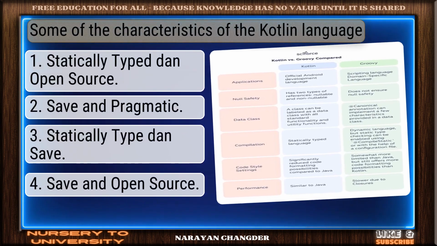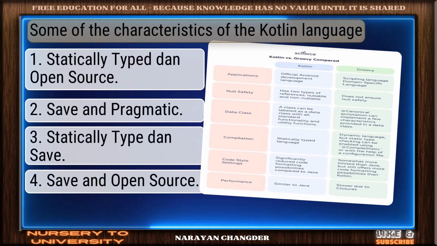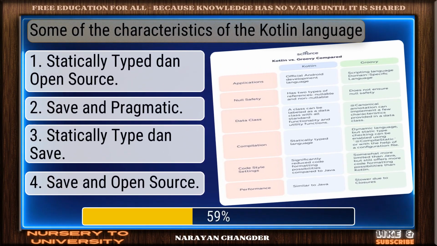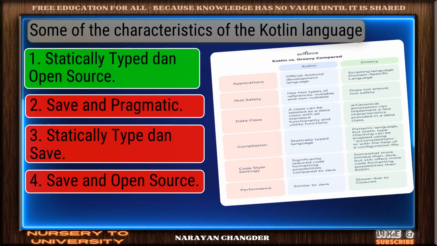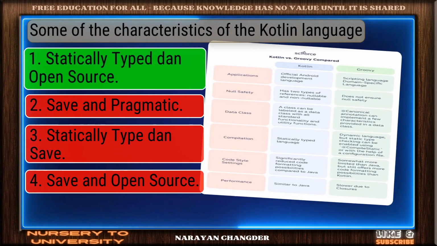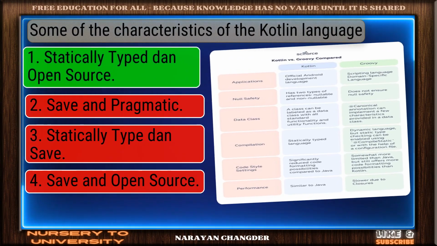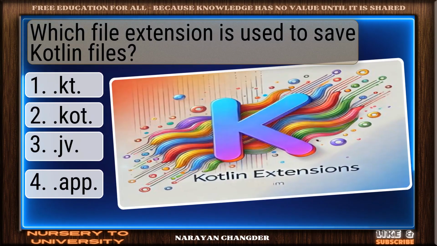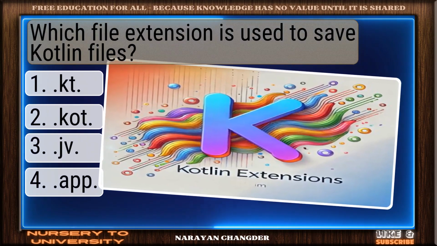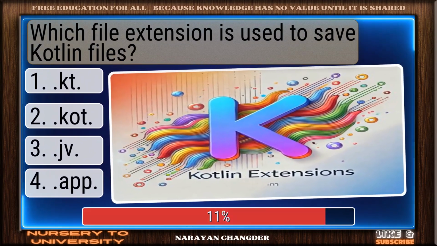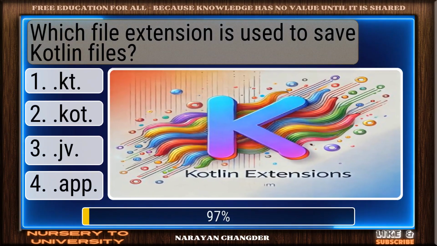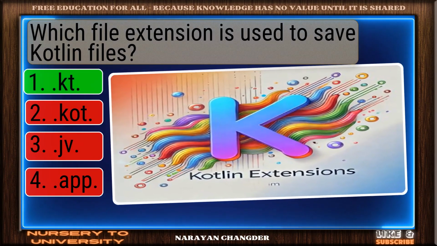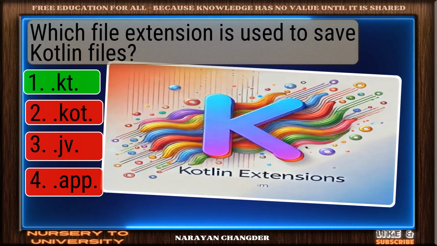Question number 34. Some of the characteristics of the Kotlin language. Solid response. Statically typed and open source is a valid choice. Question number 35. Which file extension is used to save Kotlin files? Right again. .kt is a valid answer.